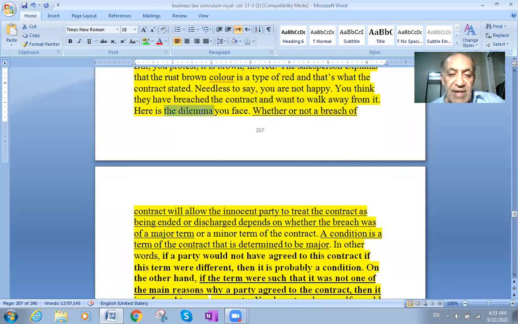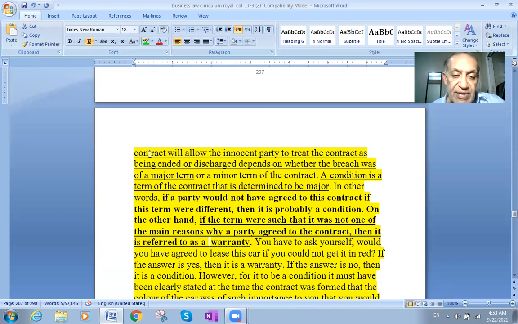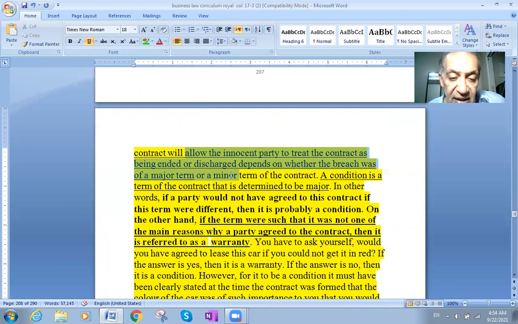Here is the dilemma you face. Whether or not it is a breach of contract. You want to say, okay, they give me brown and they are saying it's a degree of red. And you say that this is a breach of the contract, which will allow the innocent party to treat the contract as being ended or discharged. It depends on whether the breach was of a major term or a minor term of the contract.